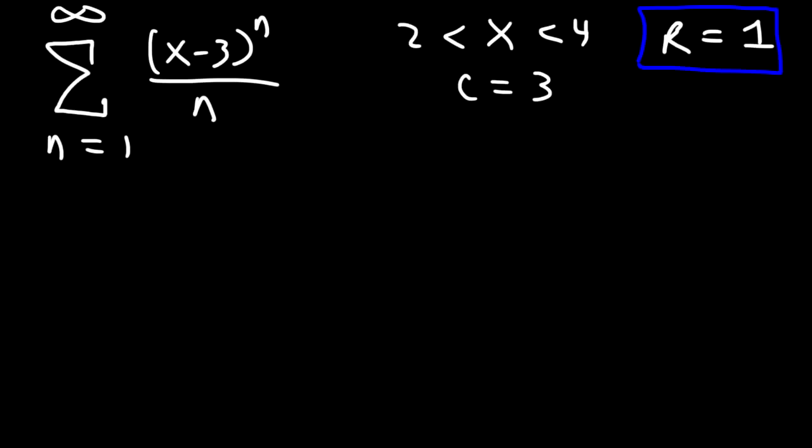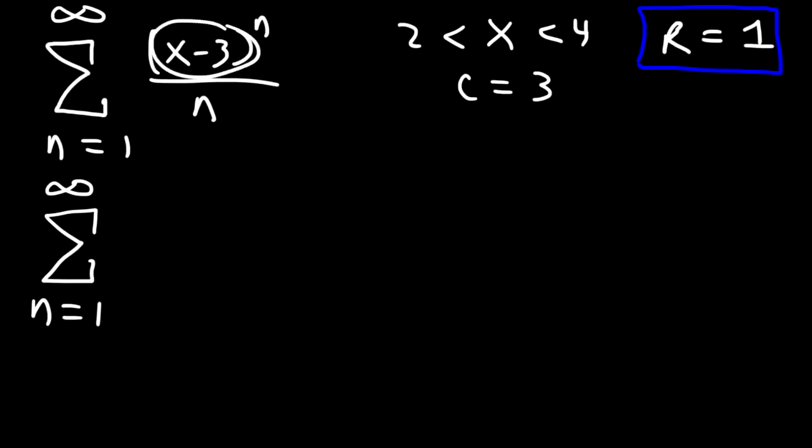So now we need to check the endpoints. So let's start with 2. So when x is 2, will the power series converge or will it diverge? So 2 minus 3, that's negative 1. So we're going to have negative 1 to the n power over n. So notice that this is the alternating harmonic series. So we need to employ the alternating series test, AST.